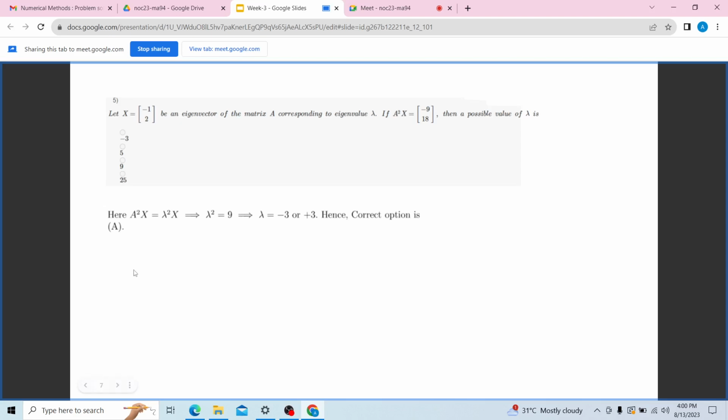It will go like this. Since for calculating eigenvector for eigenvalue lambda, we do what? Ax is equal to lambda x. So here, since A square x you have been given, lambda square will come. So A square x is equal to lambda square x. Now just put this matrix, that is [minus 9, 18], at this place, and at the place of x you put this matrix [minus 1, 2]. Put it and equate the elements.